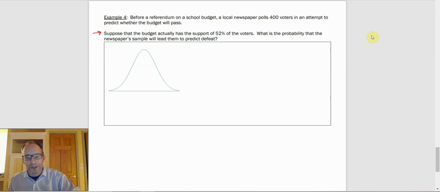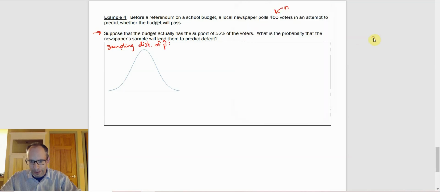And then the 400, that's our sample size, so that's our n, right? And this one is for a proportion, because I wanted to work one of these in, even though this isn't really covered in this section in our book. This would be the sampling distribution of p hat. And so then for the shape, let's see, green.